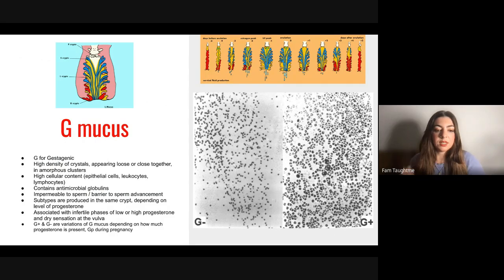The G mucus is what you see here on the right, these little dots. And G is for gestogenic. It's a high density of crystals appearing loose or close together in amorphous clusters with a high cellular content and tends to contain antimicrobial globulins. And this is the type that's impermeable to sperm. It creates a barrier, and that's what we see in the infertile phases. And there are two subtypes depending on if the person is in their pre-ovulatory infertility phase or their post-ovulatory infertility phase. And then a form of G mucus also makes the pregnancy mucus plug.